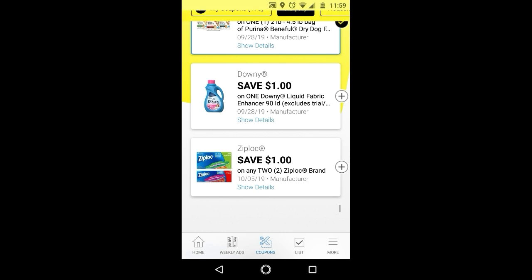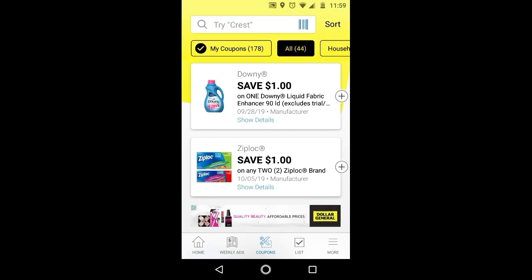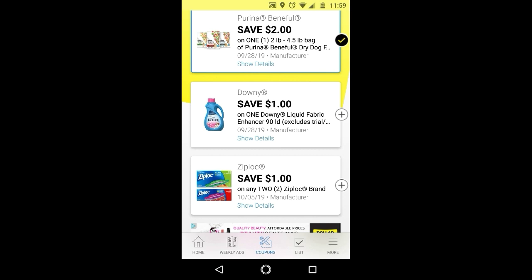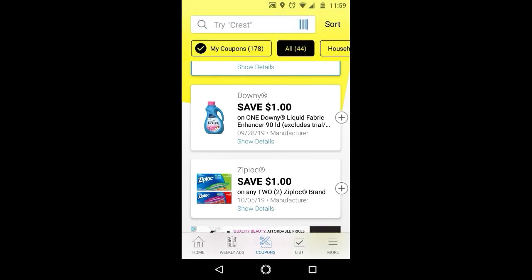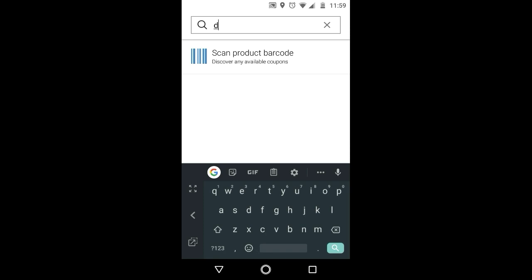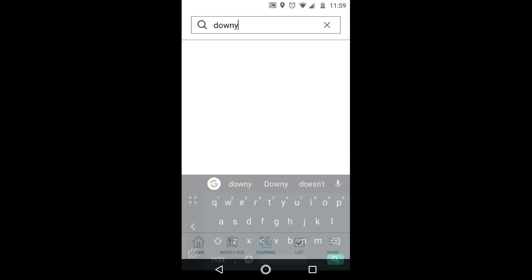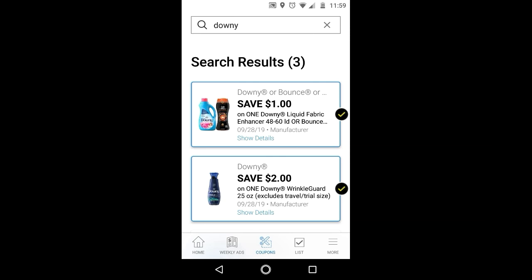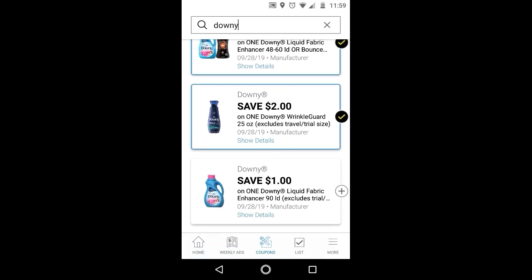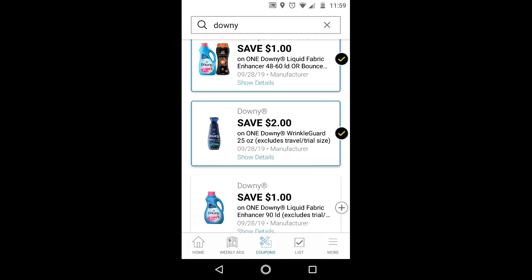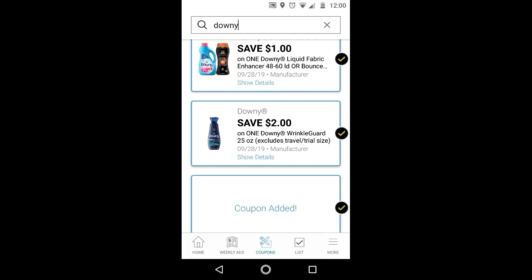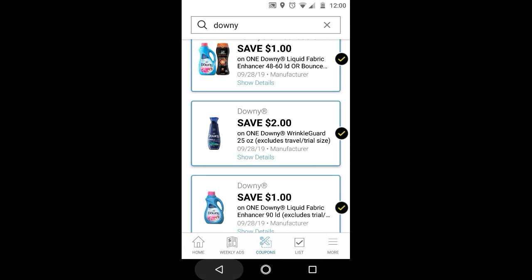The Downy Liquid Fabric Enhancer, the 90 load, is a dollar off. That's not too much off, so I want to look up to see if we have other Downy digitals before we clip that. Because that's for the 90 load. Isn't that a pretty big bottle? So I will not clip that one. Well, I can because this is different from the other digital. It says 90 load versus 48 or 60 load, so that's a different coupon, different verbiage, so I would actually clip it. And let's go back.